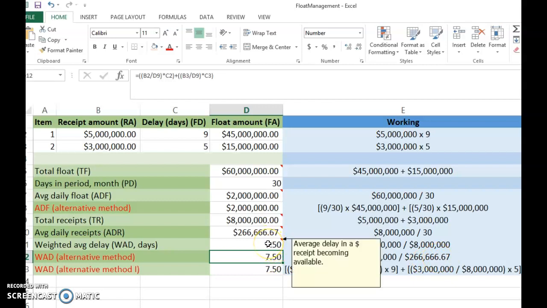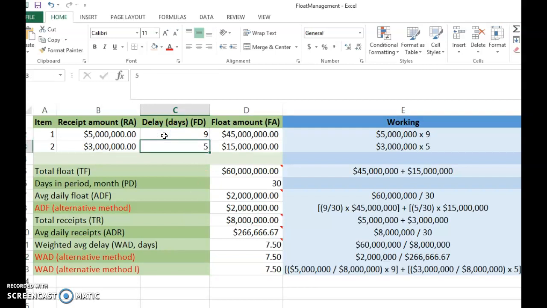So what is the meaning of this? This is the average delay in a dollar receipt becoming available. That's the amount of time taken, roughly 7.5 days. You cannot just add these two and divide by 2. That's not the weighted average; that is the simple average delay. But the weighted average delay must be weighted by the amount.